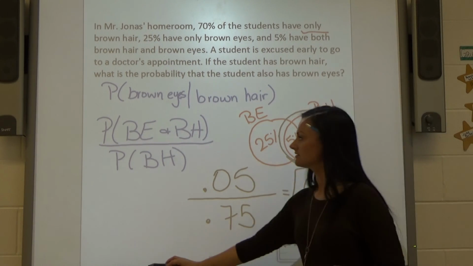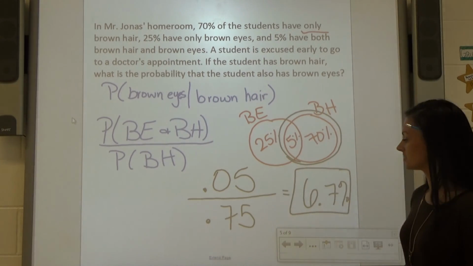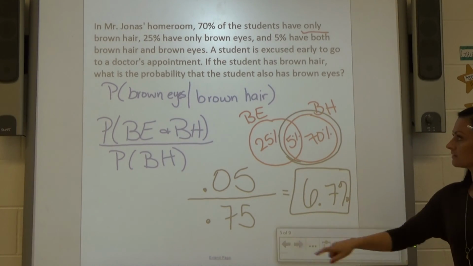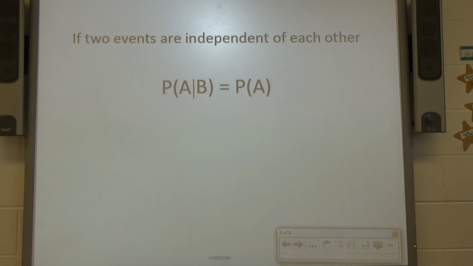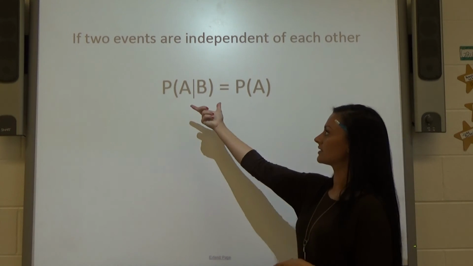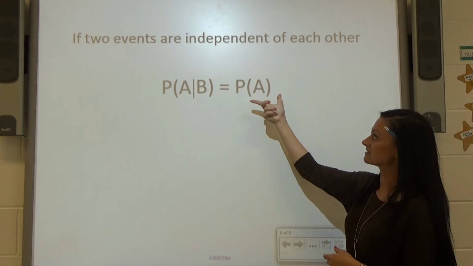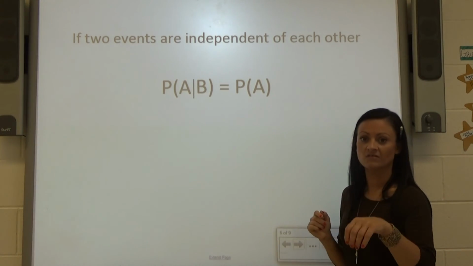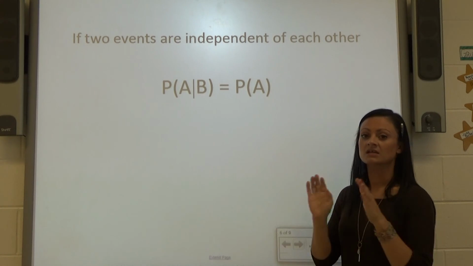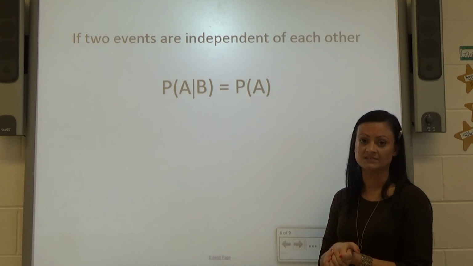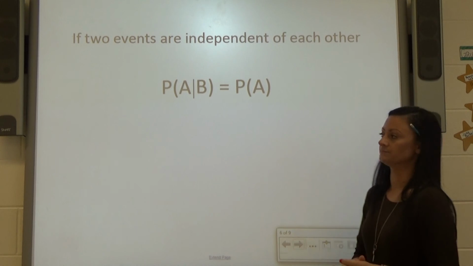Last but not least, we're going to talk about independence and conditional probability. So if my conditional probability also happens to be the exact same probability as just event A happening, we can consider those two things to be independent, and we're going to look at an example together.